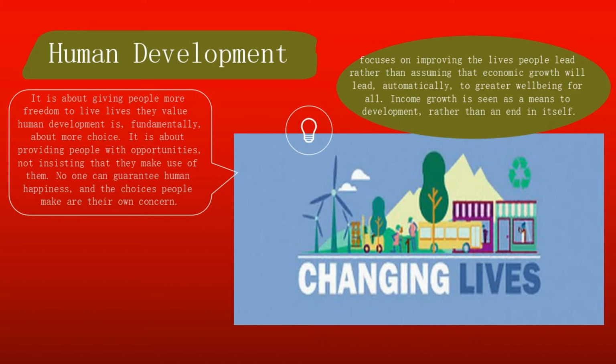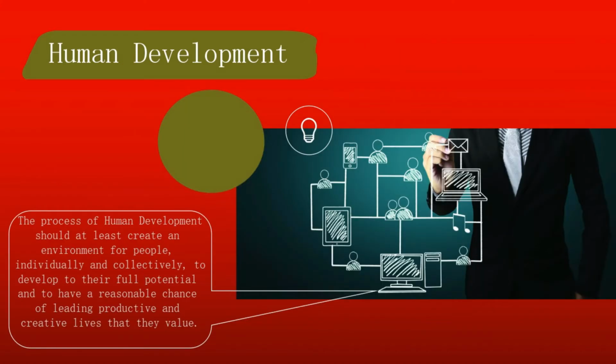No one can guarantee human happiness, and the choices people make are their own concern. This focuses on improving the lives people lead rather than assuming that economic growth will lead automatically to greater well-being for all. Income growth is seen as a means to development rather than an end in itself. The process of human development should at least create an environment for people individually and collectively to develop to their full potential and to have a reasonable chance of leading productive and creative lives that they value.